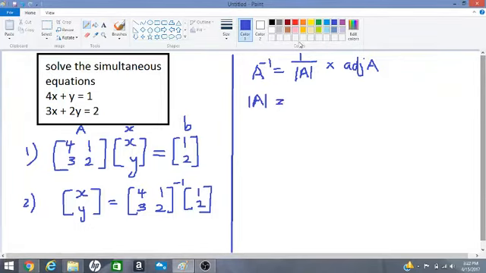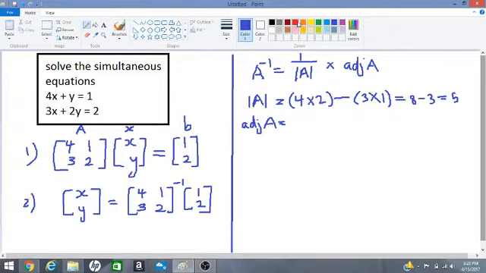We have to multiply this way, 4 times 2. And we have to subtract, multiply this way, 3 times 1. And that gives us 4 2s are 8. Take away 3 by 1 is 3, and that gives us 5. Okay, so we have our determinant. Let's find our adjoint now. Adjoint A.